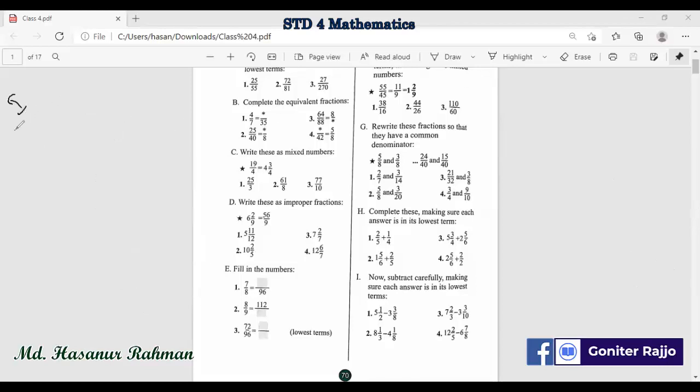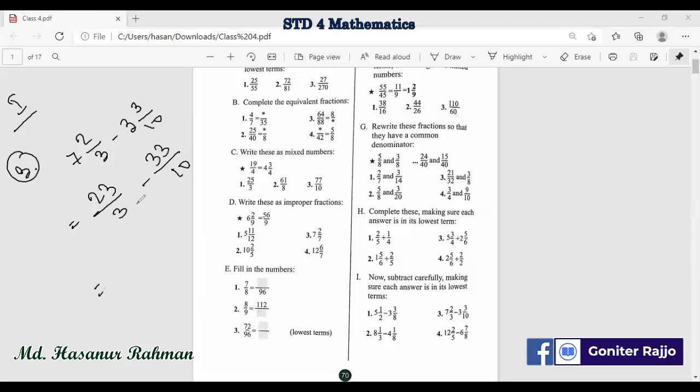Now number 3 says 7 whole 2 by 3 minus 3 whole 3 by 10. Look, 3 7s are 21 plus 2, that is 23, minus 10 times 3, 30 plus 3, that is 33. Now we have to find out the LCM of 3 and 10, that is 30. Now 3 times 10, that is 30. 23 times 10, that is 230.